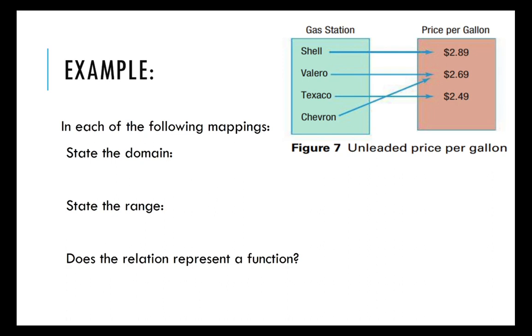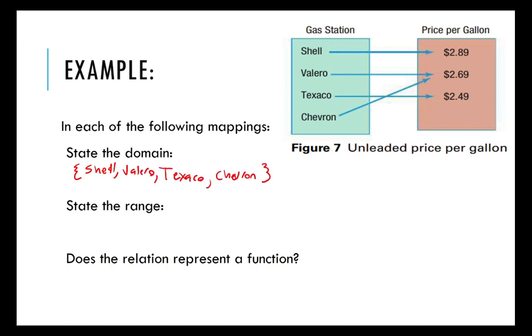So these are mappings. That is, you have some input on the left, some output on the right, and the arrow is showing you the correspondence. In each of the following, we want to state the domain, state the range, and then figure out, does the relation represent a function? Well, the domain is just the inputs, and the inputs here are the gas stations. Now when we write domains and ranges, you're going to want to use what's called a curly brace, and a curly brace is just a way to indicate a set. So it's the set that includes Shell, Valero, Texaco, and Chevron.